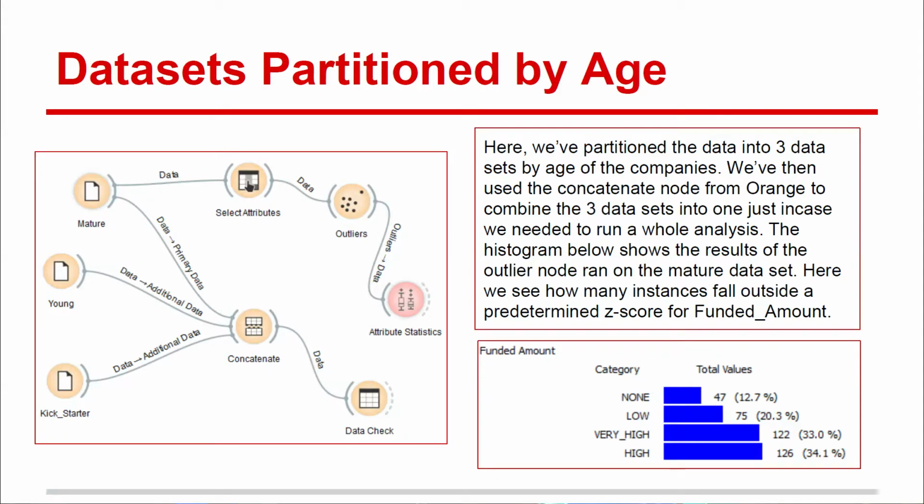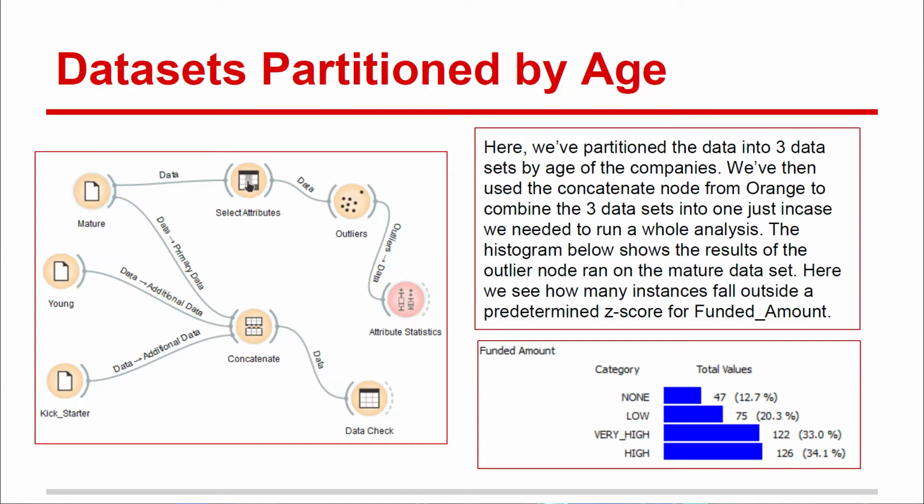This first data set we partitioned by age, and we divided it into three files: Kickstarter companies, or companies who haven't yet actually started but have received funding through Kickstarting, younger companies, and mature companies. With the mature companies, we tried something out here. We wanted to see how the outliers node worked. So we had to select a few attributes, and we decided to go with the funding amount that we had categorized. And we ran an attribute statistic node.